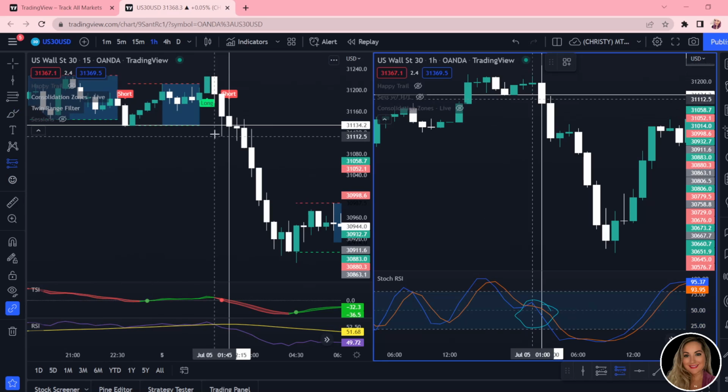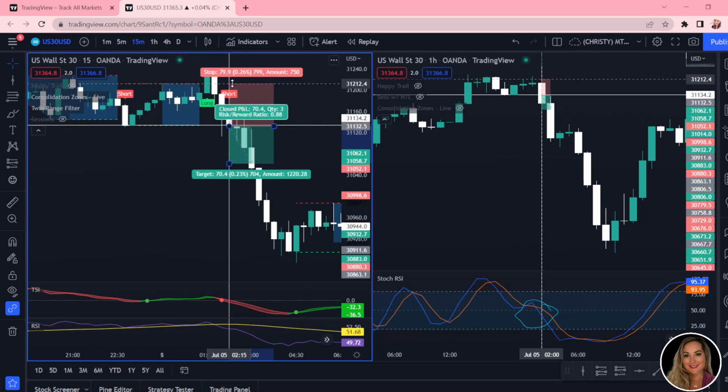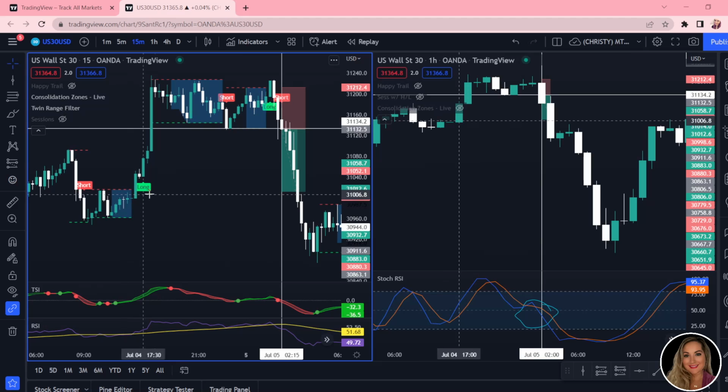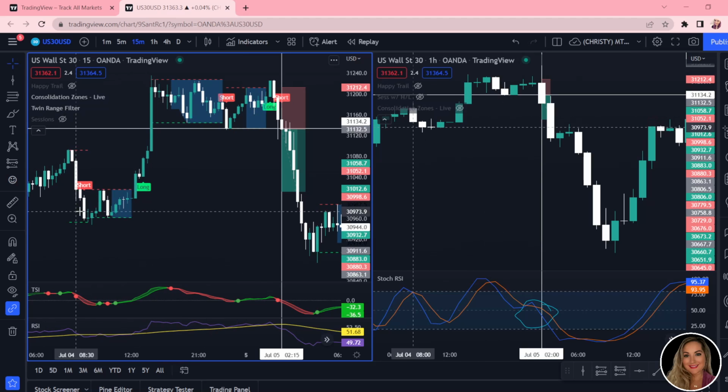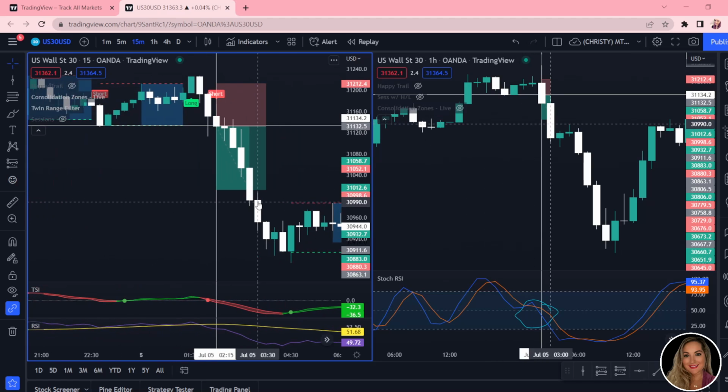So we would take a short, enter at close of candle, stop loss goes where your consolidation zone is. So if you are going for a short, you're going to go to the top of it, and then you're going to target 1.5. And just like the other one, if you like to use zones or things like that, look to the left to make sure that your 1.5 makes sense where it's at. In this case, it does, so we're fine with that.